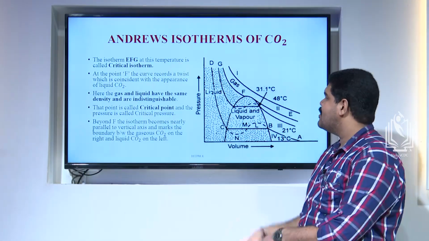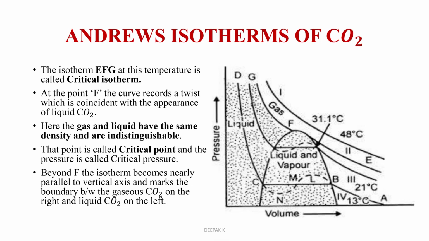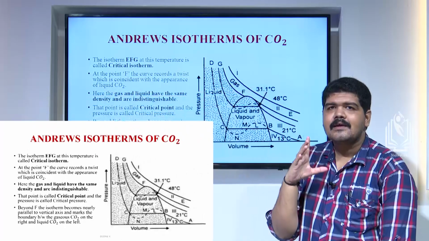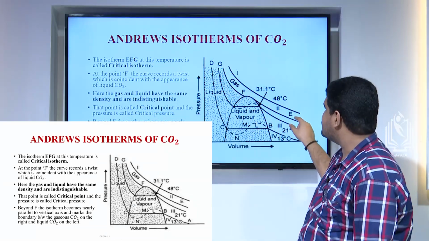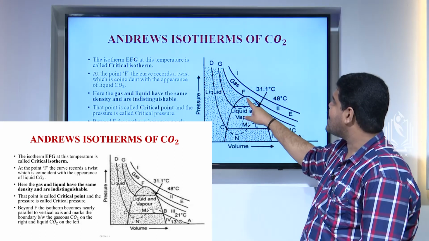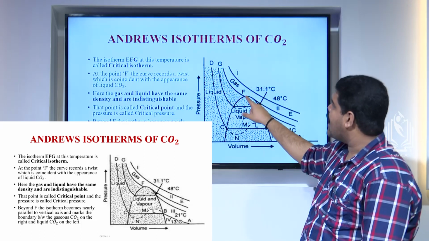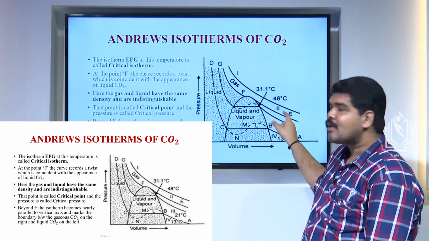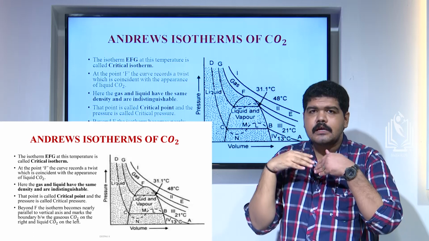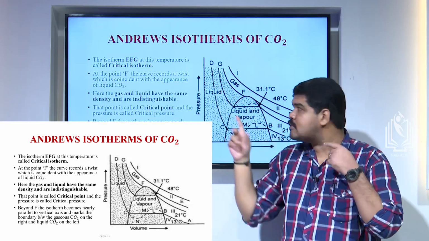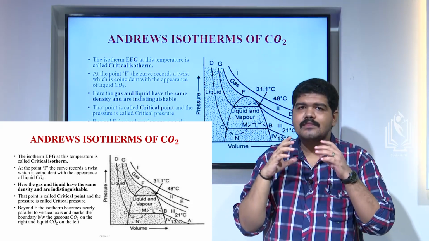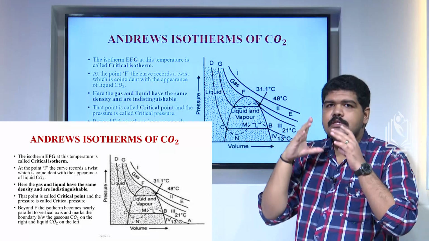Now, look at this isotherm EFG, and that is known as the critical isotherm. 31.1 is your critical temperature, and the curve which connects to this 31.1, EFG, is the critical isotherm. What is happening at F is that in this area you have gaseous carbon dioxide, and when you are reaching F, the liquid carbon dioxide will start to form all at once. There is no range there. So, at F, both the liquid and gaseous phases are such that you can't distinguish between these two phases.